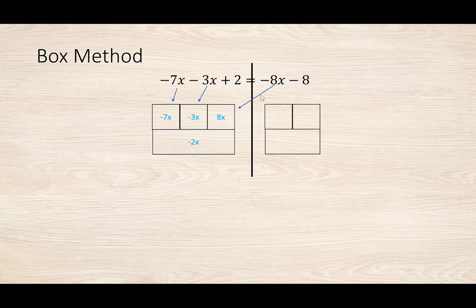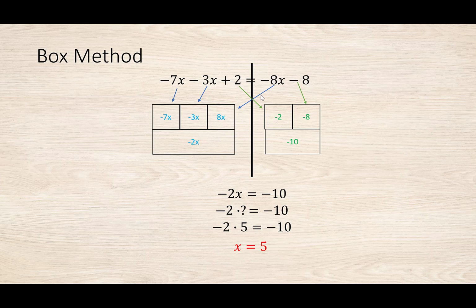I'm going to do the same thing on the other side now with my constants. So it was a positive 2, but I transferred it over the line, so now it's negative 2 and negative 8. When I combine those together, I end up with negative 10. So I now have the problem negative 2x equals negative 10. I can really say that negative 2 times what number equals negative 10? And the answer to that problem is 5. Negative 2 times 5 equals negative 10. So I know that x equals 5.